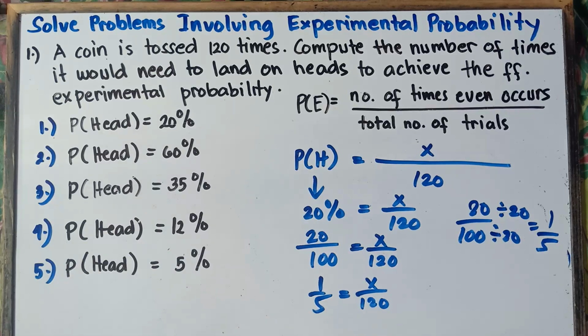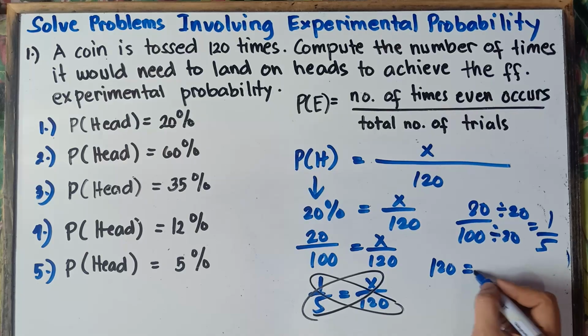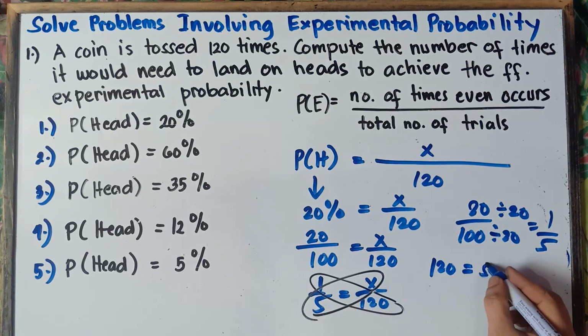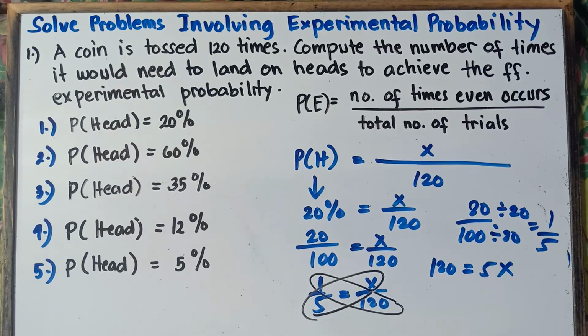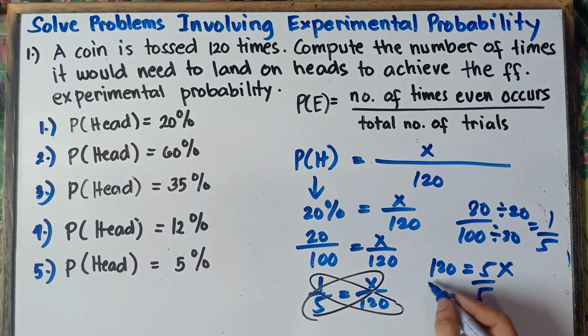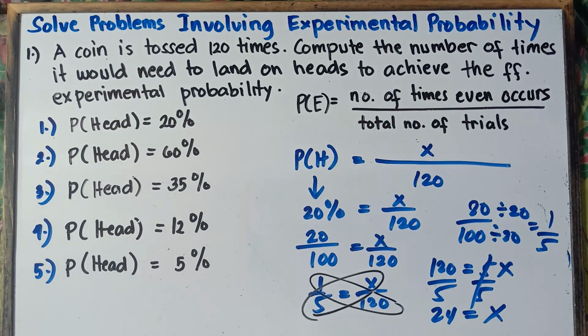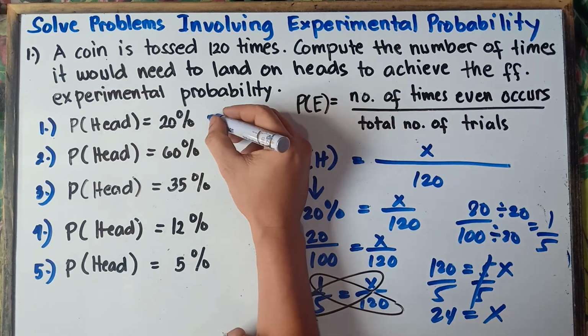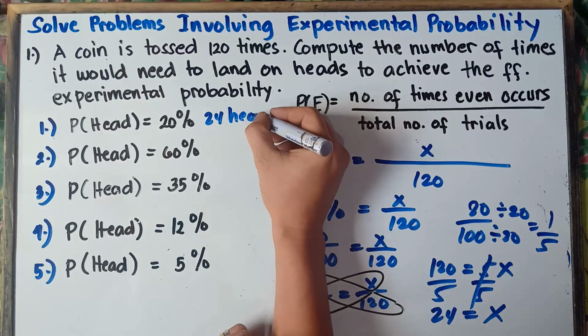Alright, and then simply do cross multiplication. So 1 times 120, that would be 120, equals x times 5, that would be 5x. And to get the value of x, simply divide both sides by 5, cancel this out. So 120 divided by 5 is equal to 24, equals x. Same answer, class. Therefore, the number of heads is 24. So the answer with regards to example number 1 is 24 heads. All set.